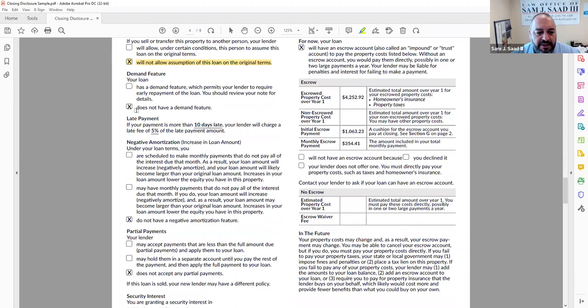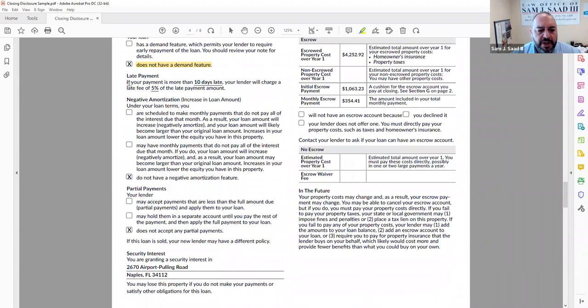Next up is the demand feature. This loan does not have a demand feature. The demand feature says that the lender can require a payment prior to when it's due in the promissory note in the typical course. They can call the note early, is another way of saying that. And that's bad for borrowers who don't have a lot of cash. I have not seen a demand feature in a note that was not a very complicated commercial transaction. So I would not expect you to see a demand feature in your promissory notes.